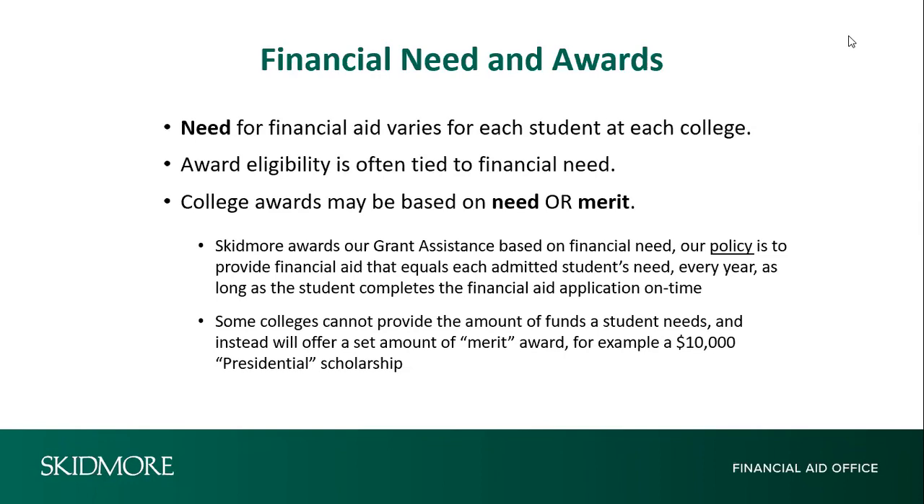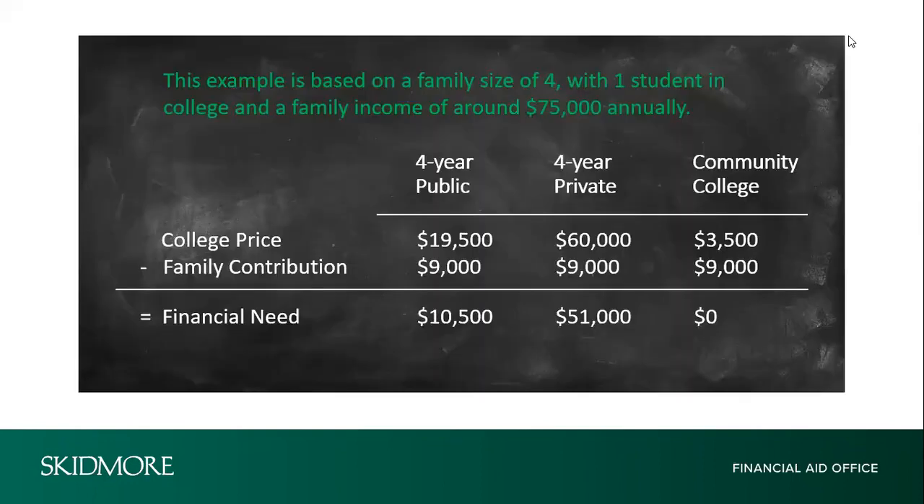At Skidmore, I'm just going to back up a minute. We have a policy that we promise to meet the demonstrated financial need of all of our students who are admitted and apply for financial aid on time. So if we determine your need to be $51,000, then we will provide $51,000 in financial aid if you are admitted and you've completed and submitted your financial aid application on time.